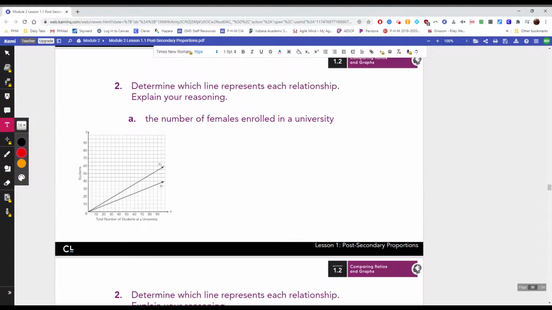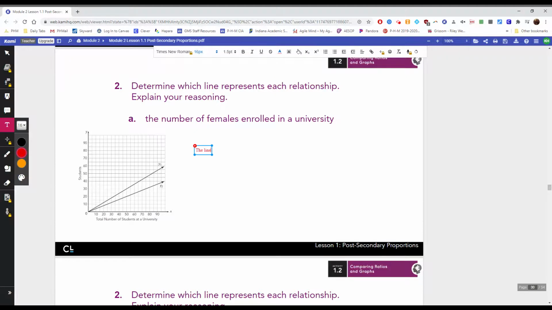Well, let's try to keep it very basic here. I see that y sub 1 is steeper than the line y sub 2. And I also know from our previous activities in this lesson that the number of females was more than the number of males. In fact, the ratio of females to total students is more than the ratio of males to total students. So the number of females, to me, has to be line y sub 1 because it is steeper than line y sub 2.